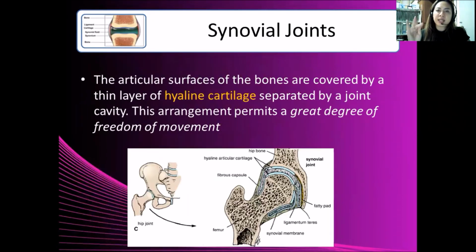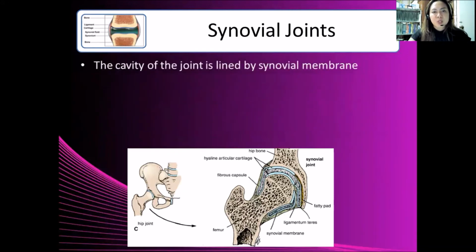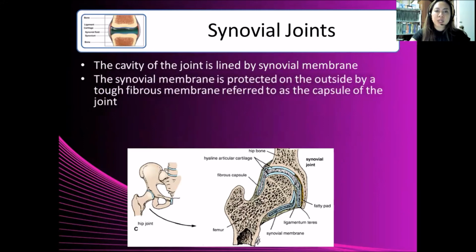Lastly, the synovial, okay? If we say synovial joint, the articular surfaces of the bones are covered by a thin layer of hyaline cartilage separated by a joint cavity. This arrangement permits a great degree of freedom of movement. So may movement na talaga if we say synovial joint. So the cavity of the joint is lined by a synovial membrane. So the synovial membrane is protected on the outside.